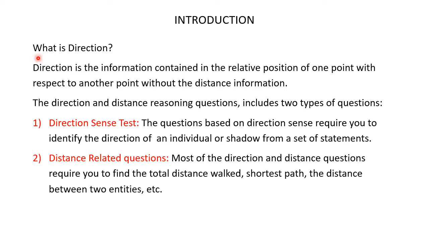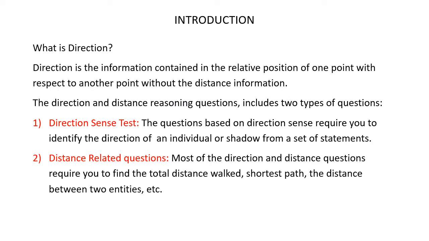So what is direction? Direction is the information contained in the relative position of one point with respect to another point without the distance information. So simply put, you can say that direction is the position of one point with respect to another point.